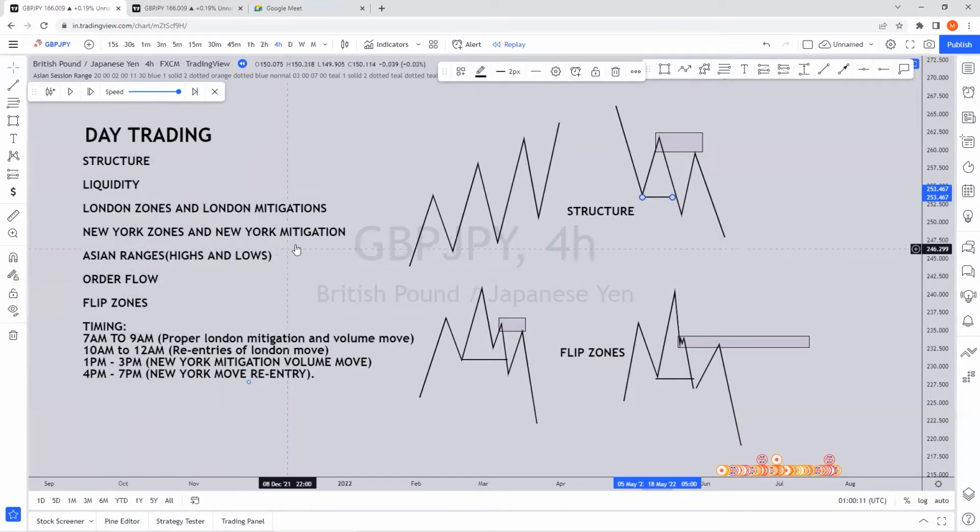Then also take note of Asian ranges, which most times serve as liquidity zones, Asian highs and Asian lows. And of course, you want to know about order flow. When price is trending in a particular direction, order flow keeps the trend going. Then of course, flip zones, you also want to take note of flip zones.